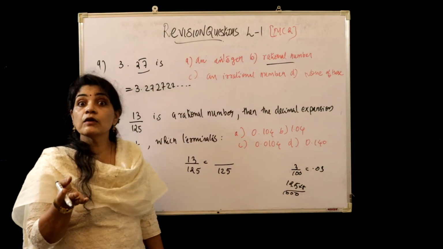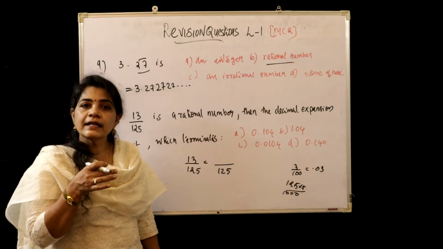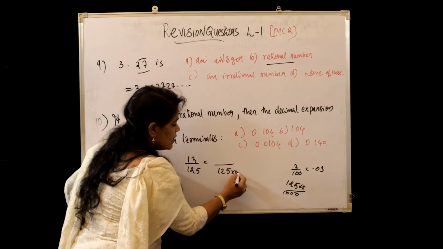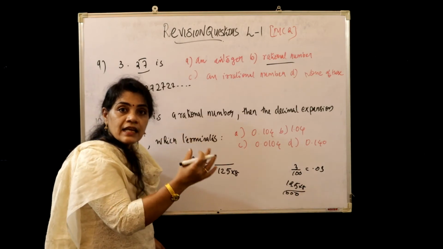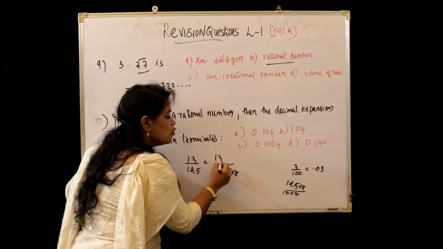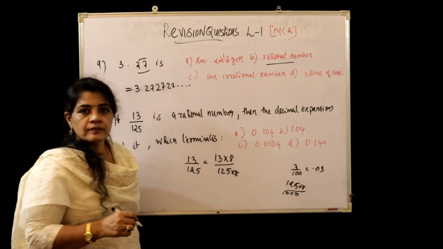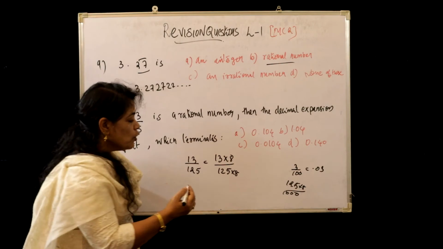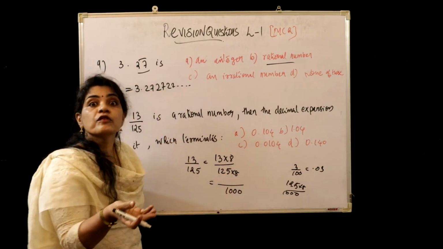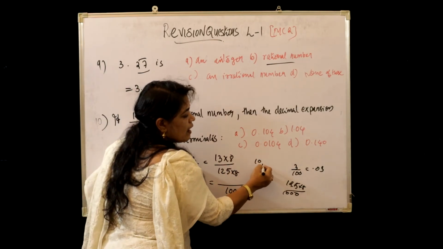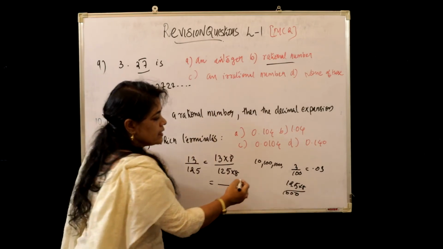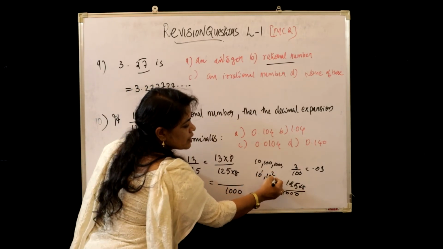Okay, and we know the equivalent fraction idea. Okay, if you multiply this given fraction with the 8, you will be getting an equivalent fraction of 13 by 125. That means you have to multiply the numerator also with 8. So what happens? That denominator now becomes 1000. That means a power of 10. Power of 10 means 10, 100, okay, 1000, likewise. Okay, that is 10 raised to 1, 10 square, 10 cube.